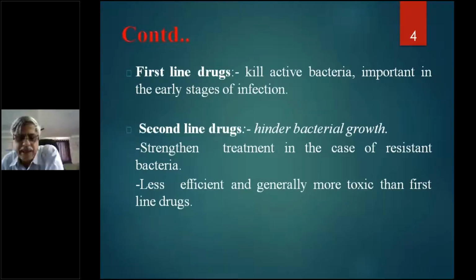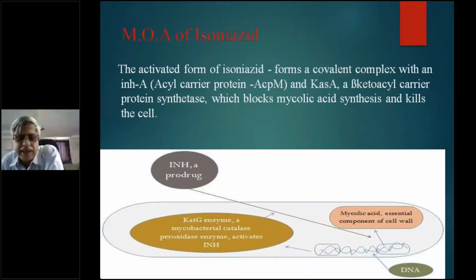The first line drugs kill active bacteria in early stage infection. Second line drugs prevent bacterial growth and strengthen treatment in the case of resistant bacteria, but they are of course less efficient and generally more toxic than the first line drugs.